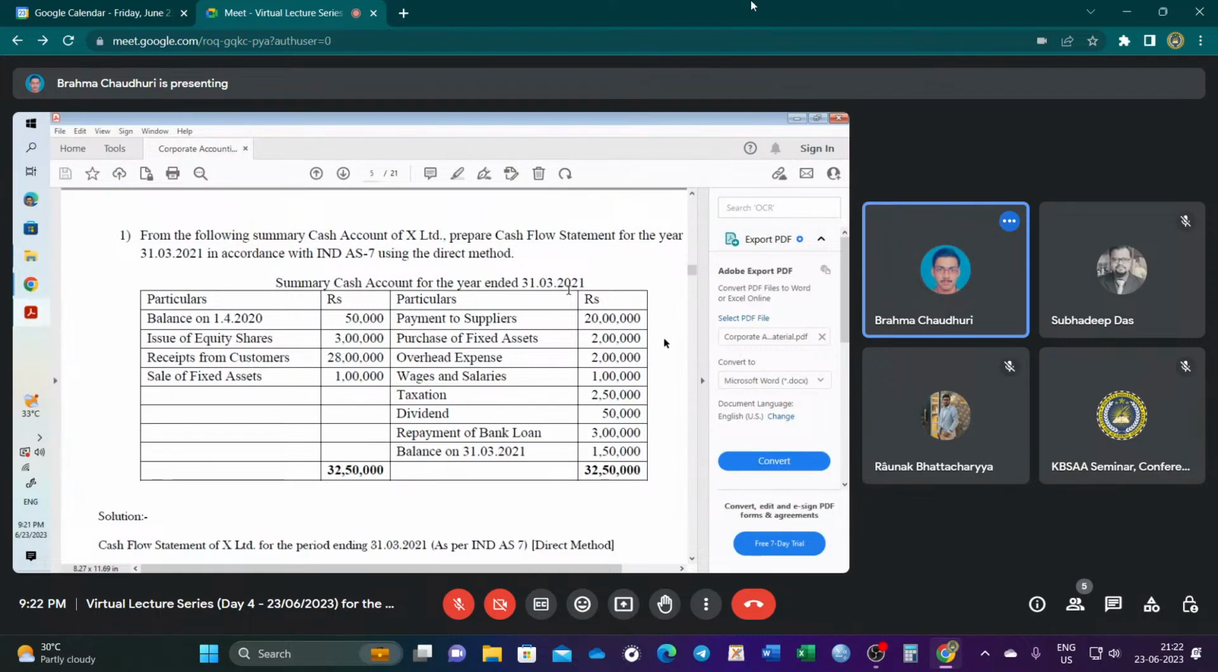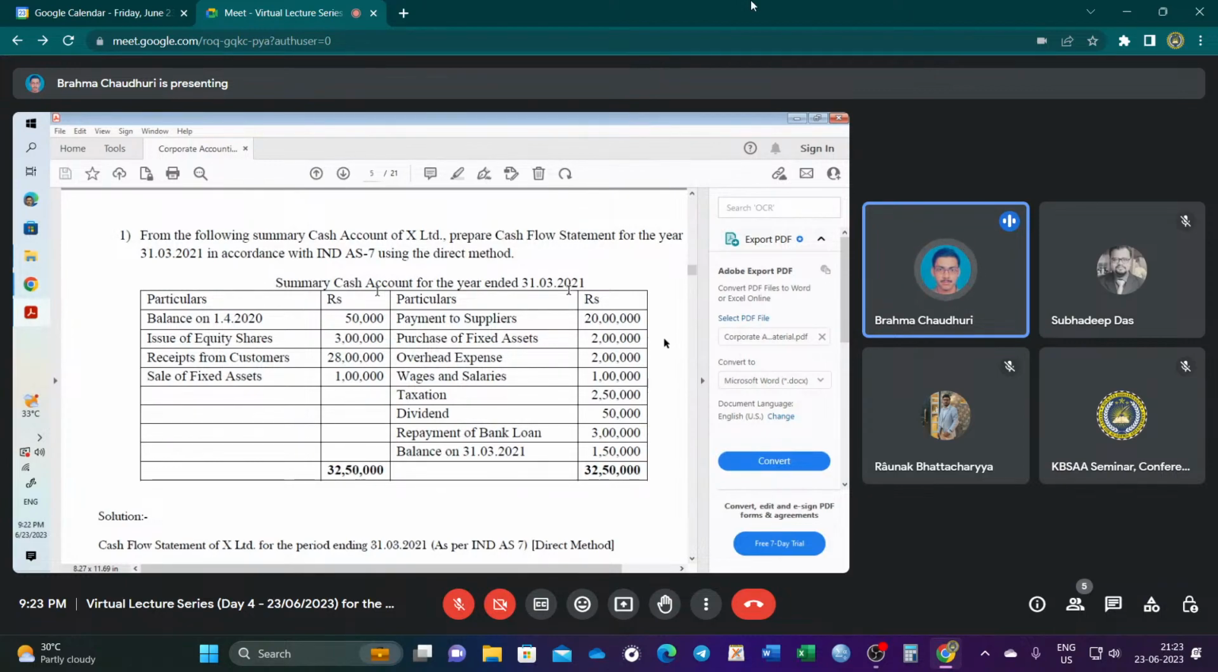And in the credit side, that is the payment side, you will find that there is a payment to suppliers of 20 lakh, purchase of fixed assets for 2 lakh, overhead expenses of 2 lakh, wages and salaries of 1 lakh, taxation 2 lakh 50,000, dividend 50,000, repayment of bank loan 3 lakh, and closing balance of 1 lakh 50,000. So total of 32 lakh 50,000, that is there is an opening balance of 50,000 and a closing balance of 1 lakh 50,000.